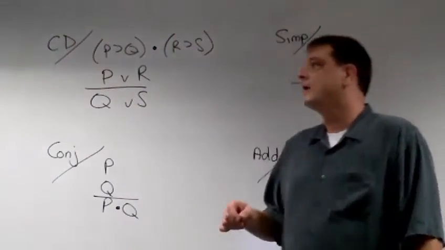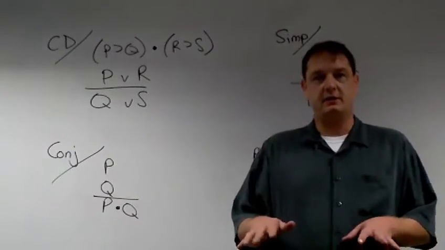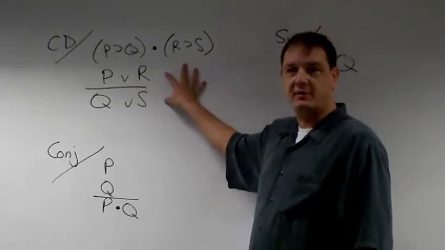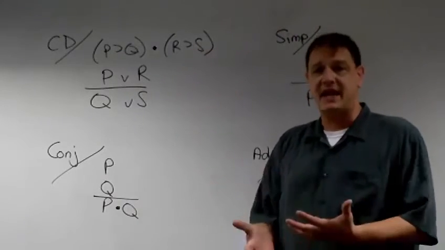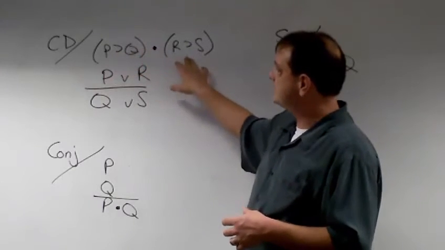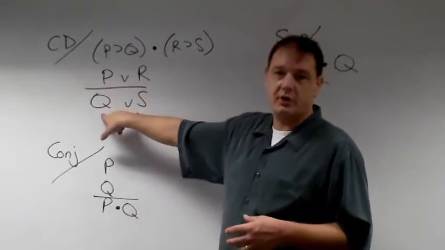7.2 now. 7.2, same idea, 4 more rules. Here's how they work. Starting with constructive dilemma. Constructive dilemma says, let me just read what it says. If P then Q and if R then S. P or R, therefore Q or S.